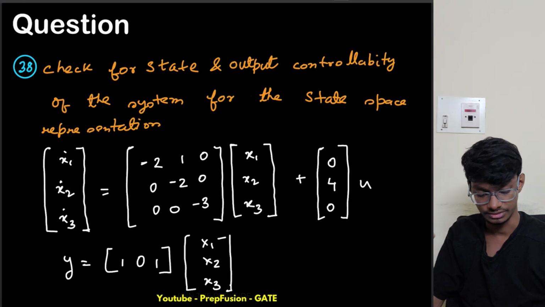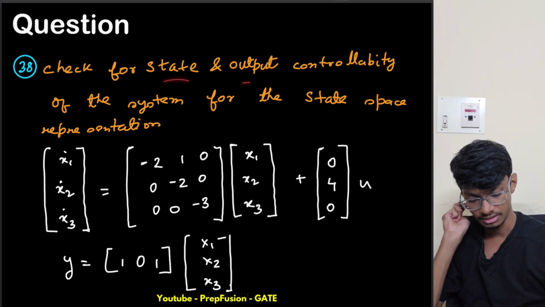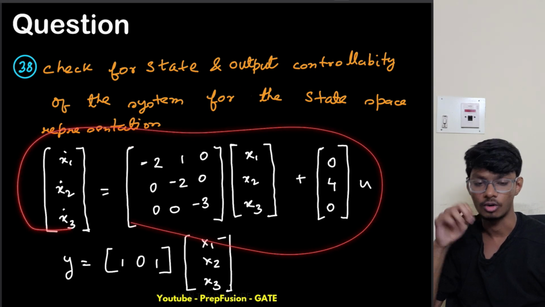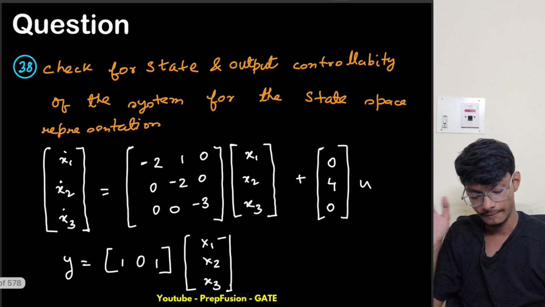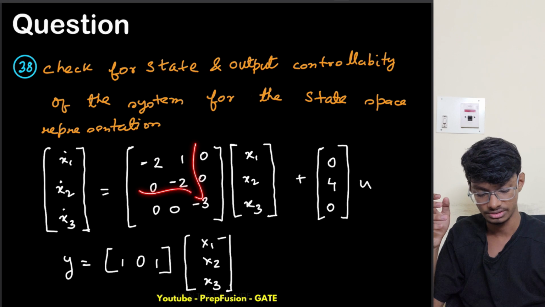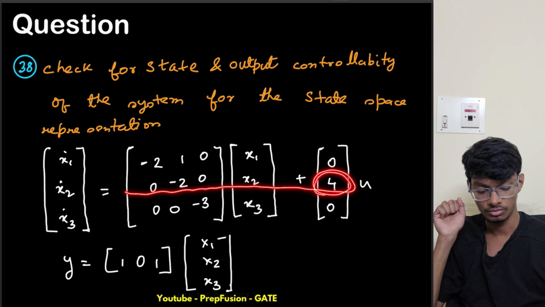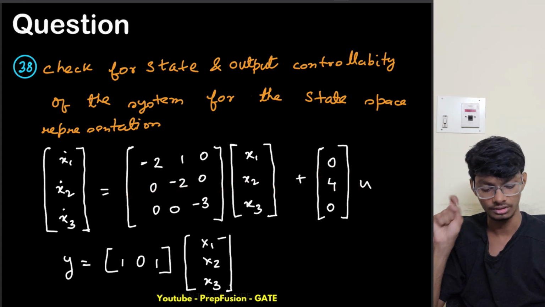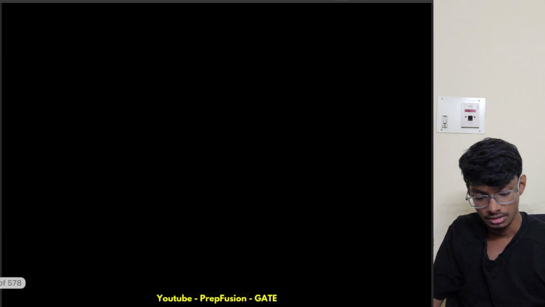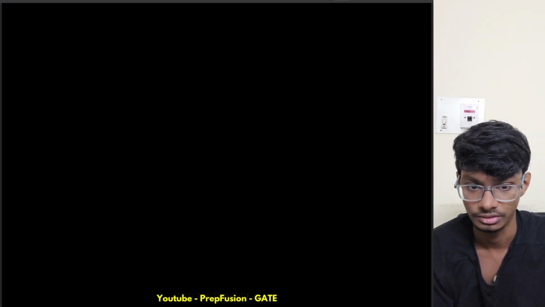Now we'll do one question. Check for state and output controllability of the system for the given state space representation. For state, it is easy. I can see I have repeated eigenvalues, and this is like a Jordan block. This is one Jordan block and this is another Jordan block. The last row corresponding to the Jordan block is non-zero, that is fine. Check 1. Check 2: if the row corresponding to this Jordan block is 0, then my state variable won't be controllable.